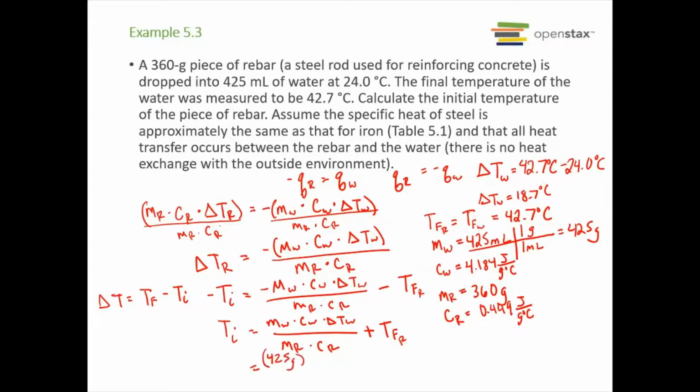425 grams times 4.184 joules per gram degree Celsius times 18.7 degrees Celsius divided by 360 grams times 0.449 joules per gram degree Celsius. We can see units canceling out, plus 42.7 degrees Celsius. So you can see from the bigger part of the equation, we're left with degrees Celsius to add to 42.7.